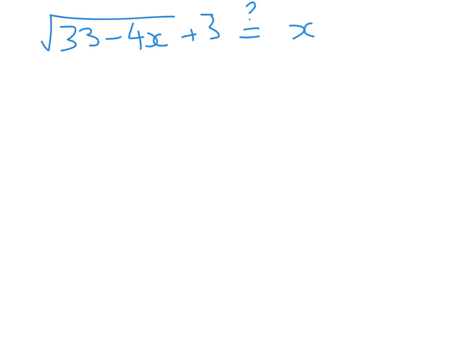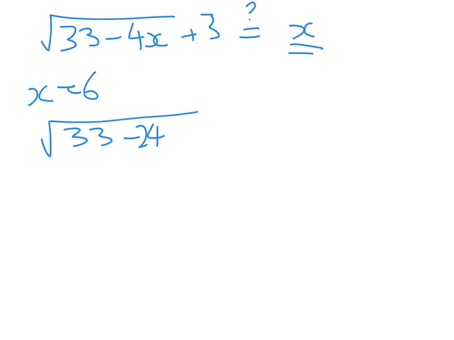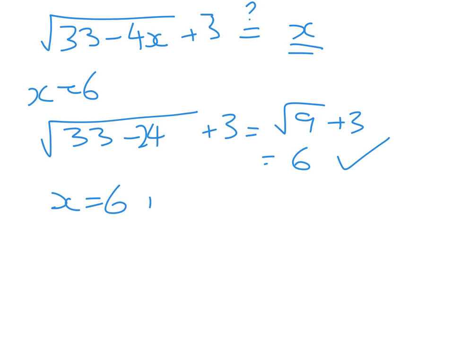Okay, so in this last step, we've got our 2 possible solutions, and we need to check them. So what we want to do is look at our equation, the one we started with, which was the right-hand side was root 33 minus 4x plus 3. So we're going to substitute in our values, and we're going to see if we do actually get our x coming out. So first we'll try x equals 6, and that's going to give me 33 minus 24 square rooted plus 3. So let's look at that. The square root of 9 plus 3, 3 plus 3, which is 6. Okay, so x equals 6 is a solution.